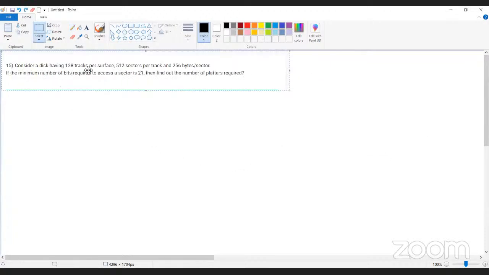So consider a disk having 128 tracks per surface, 512 sectors per track, and 256 bytes per sector. If the minimum number of bits required to access a sector is 21, find out the number of platters required. So this is the question. Anyone, how to solve? Okay, let me solve.